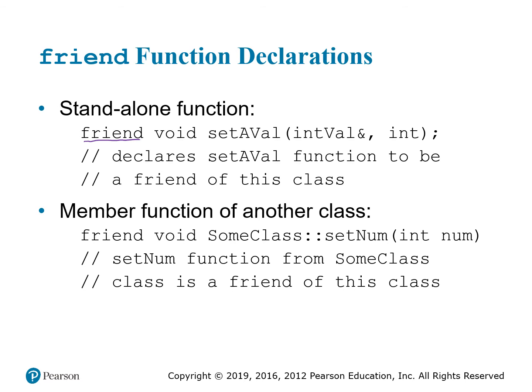You can just declare it to be a friend of a particular class by saying friend void some class :: name of the function, set num int num. So this function belongs to some class, but it's a friend of the class that's declaring it.